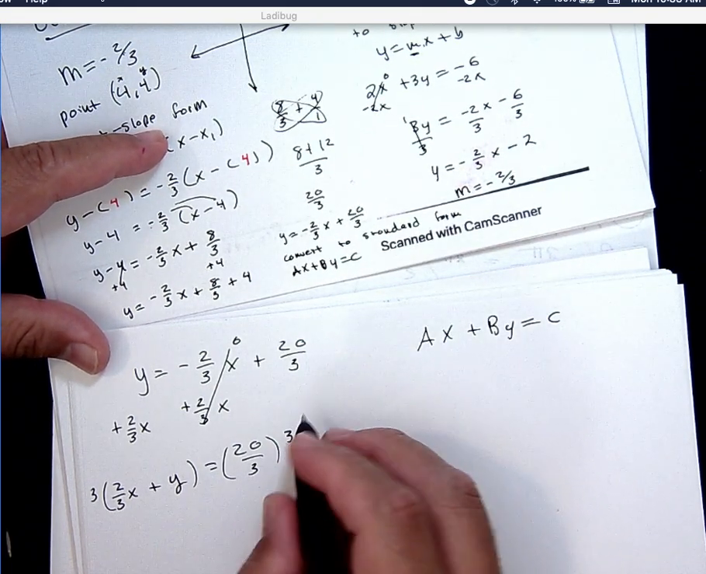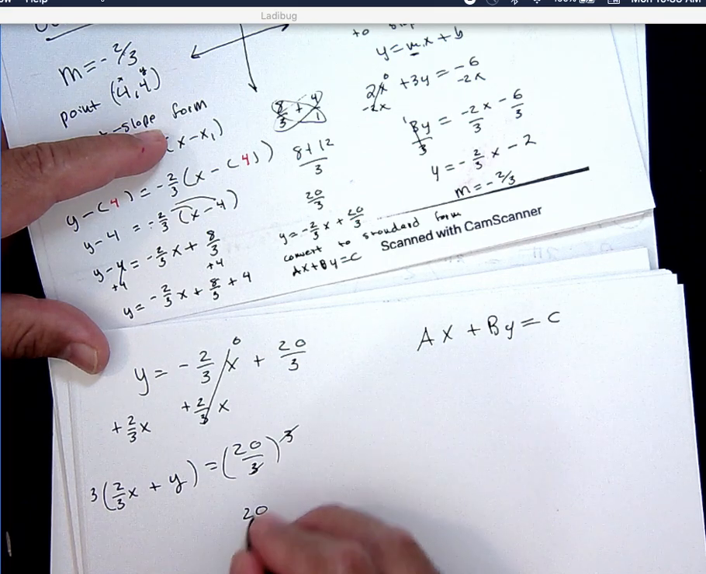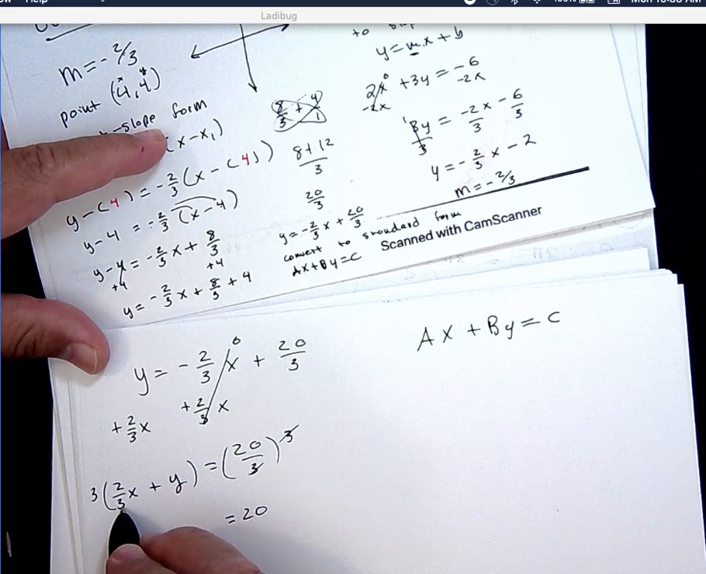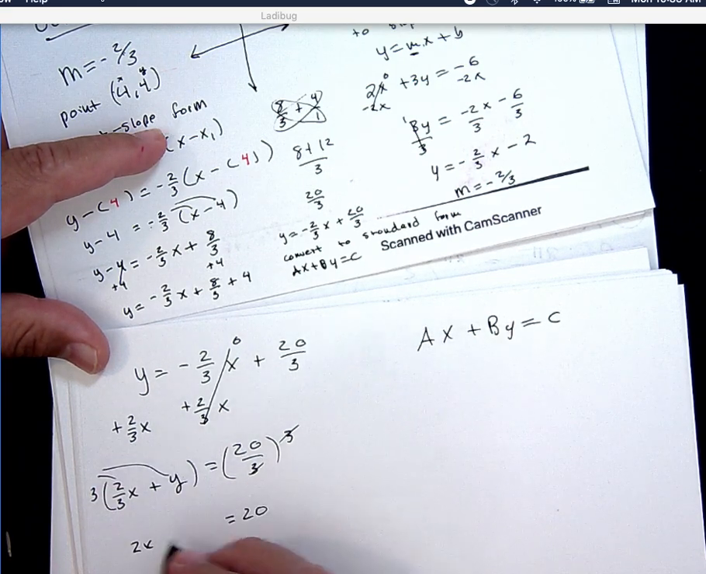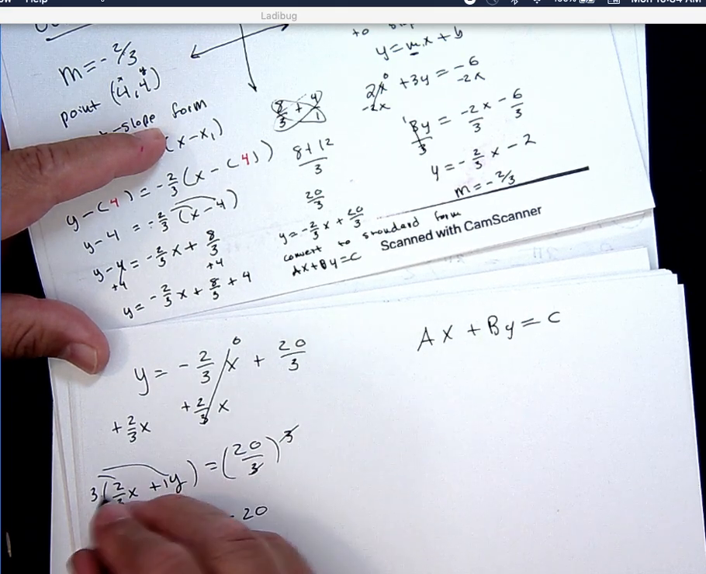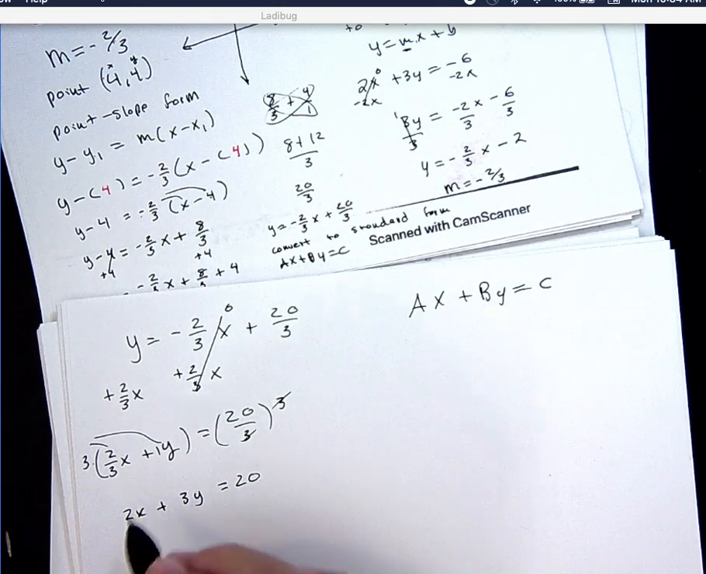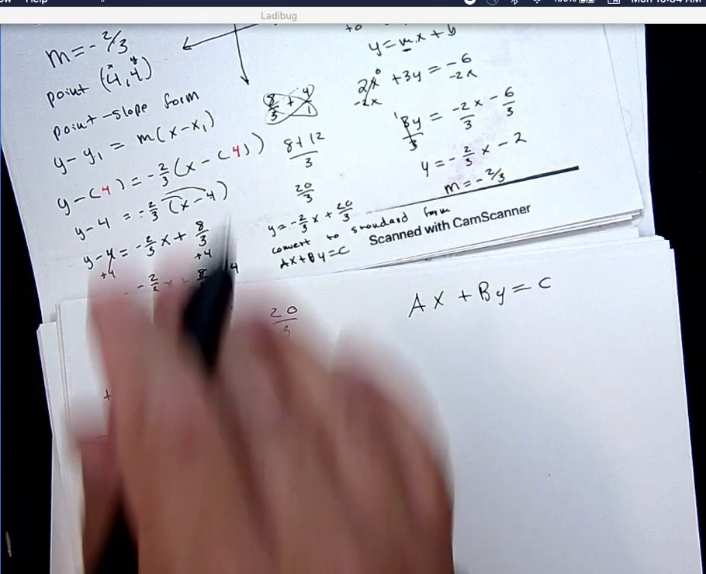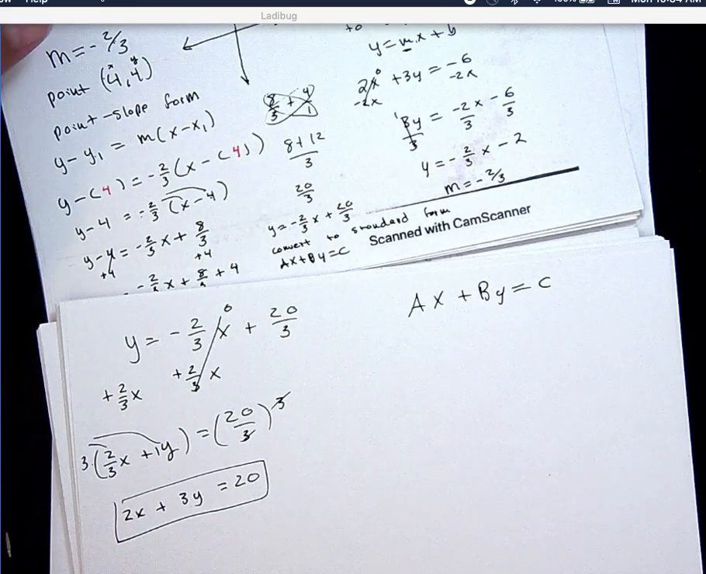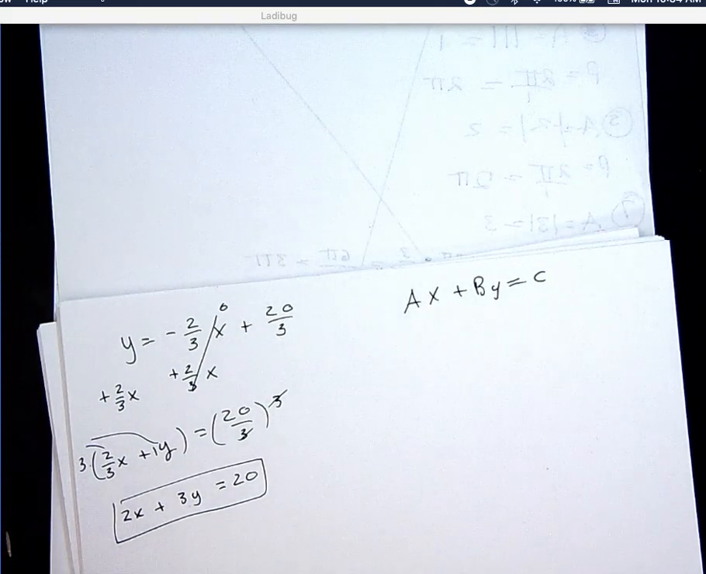So what happens here? You cancel, so you get 20. What happens here? 3 times 2 is 6 divided by 3 would be 2x. So you distribute, plus 3y, right? There's a 1, 3 times 1, 3y. And that would be the answer for 6. Okay, the last example. That one was long.